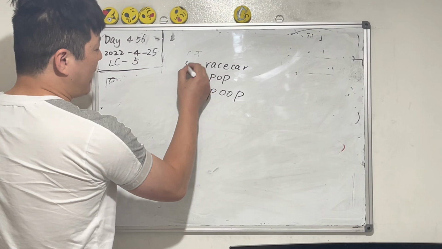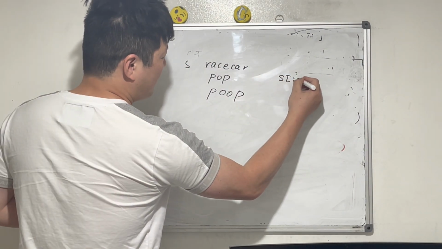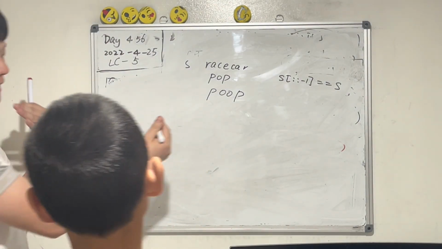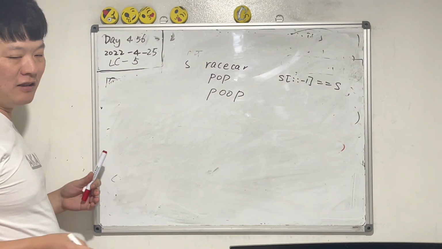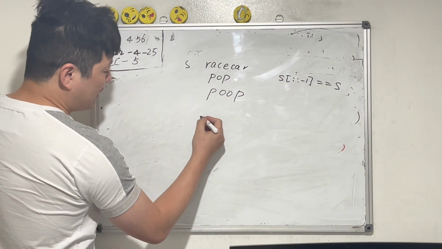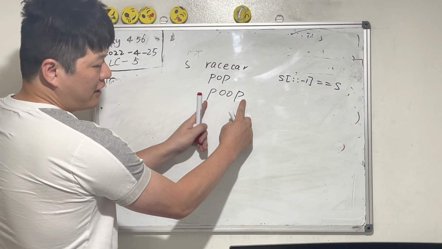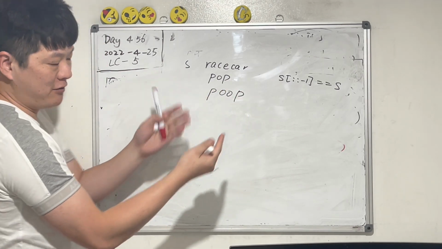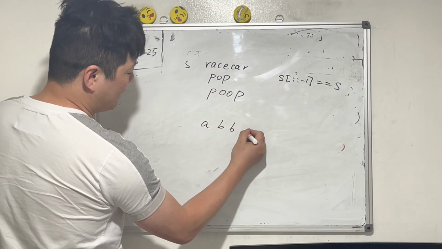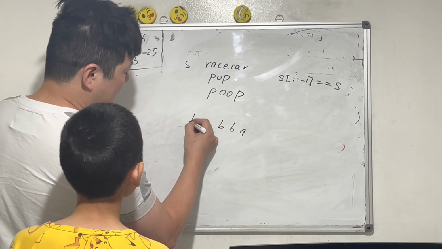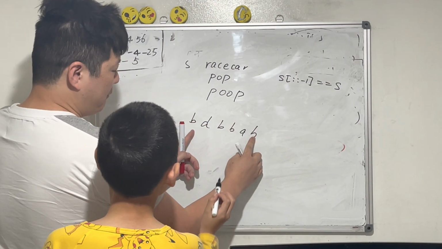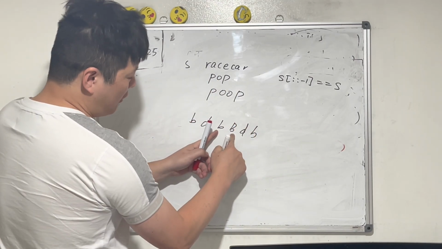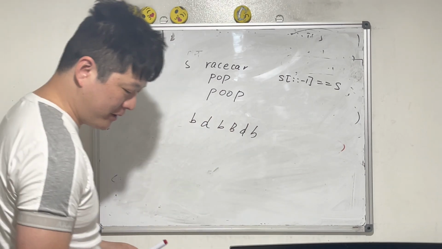If this is S, in Python we use this syntax: S[::-1] equals S, right? Or we use the two-pointer approach. The counter doesn't help in this case. Look, the two-pointer approach: i and j, it's the same. Next i and j, it's the same. When the pointers meet, it's a palindrome, right? And if this is not a palindrome, let's say I change this character, okay, not the same. Not a palindrome. Two-pointer, easy.